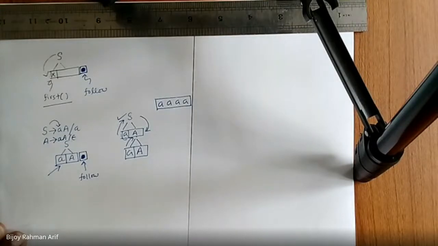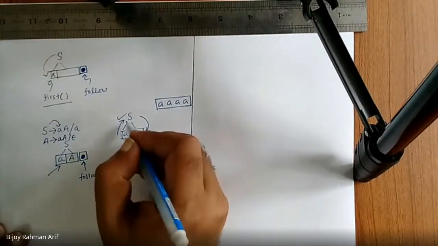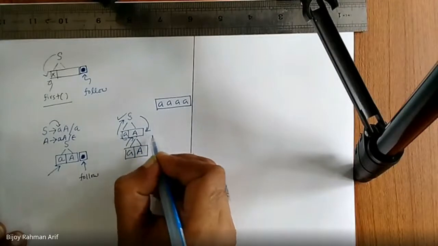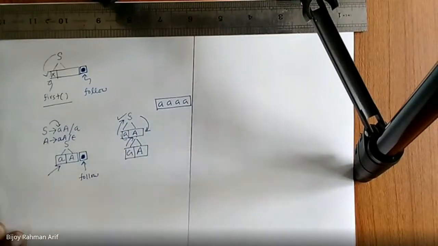Now, what is follow? Follow is whatever comes after this one during this derivation. Whatever comes after this one is called follow. So tell me, what can come after this one?